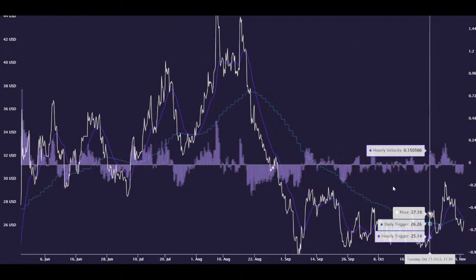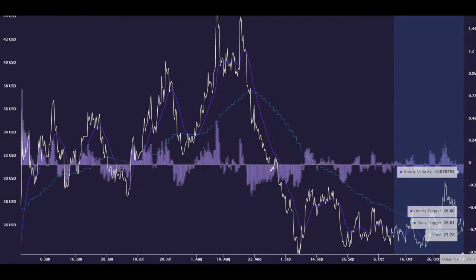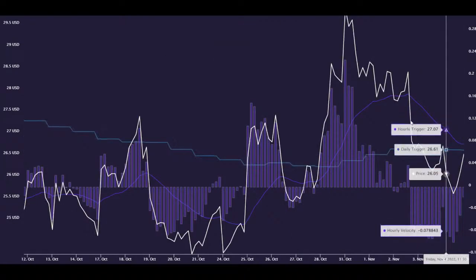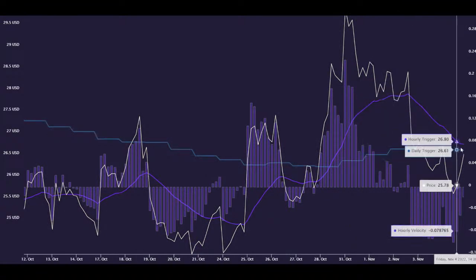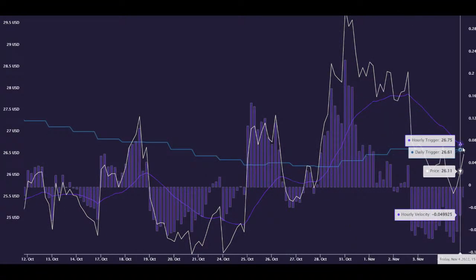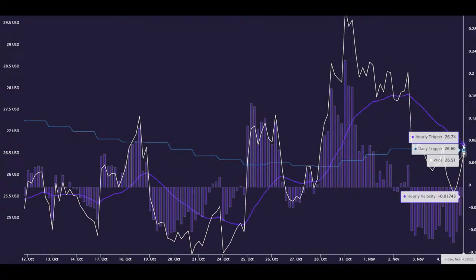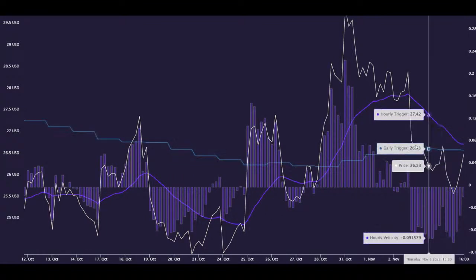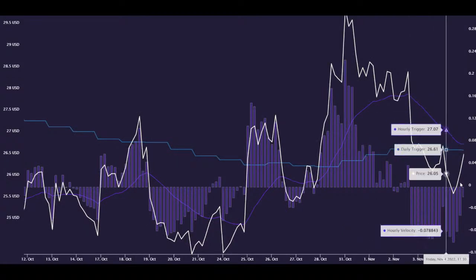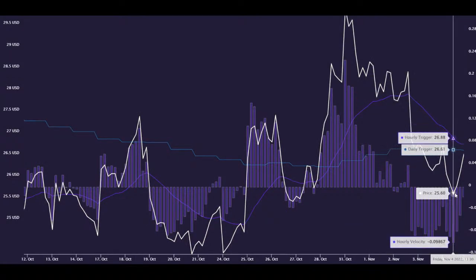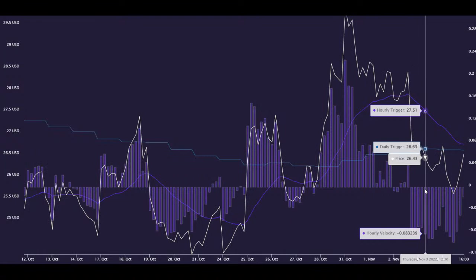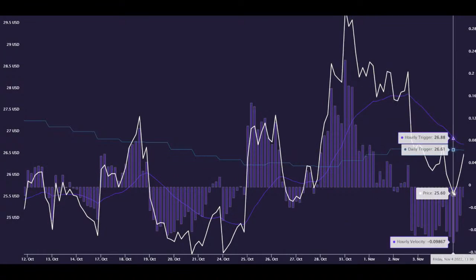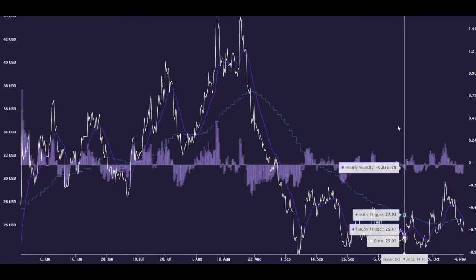So for GME currently, I want you guys to take a look at what's forming. You can see that the hourly trigger right now is coming down to the daily trigger, and we have a potential to form a bullish airplane setup if price pops above 26.74. Now, there were no hidden bullish divergences on the hourly velocity, so there's no guarantee that this will form, but I want to show you guys another example of something very similar.